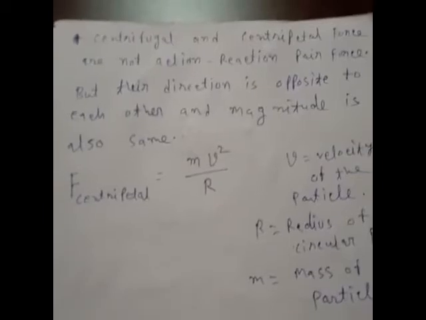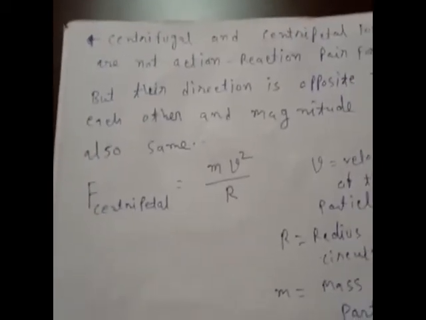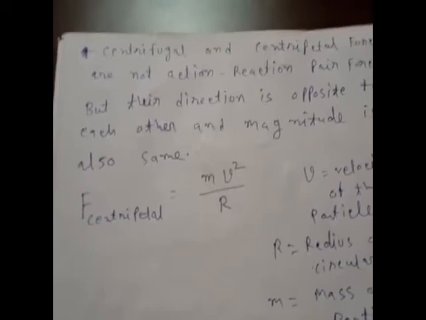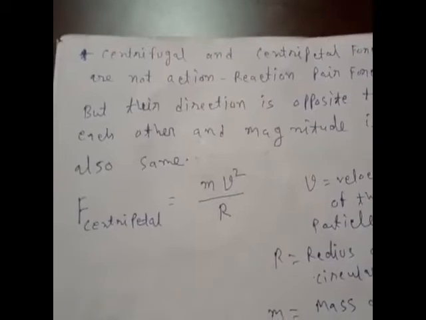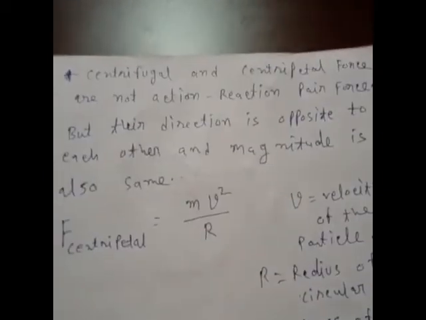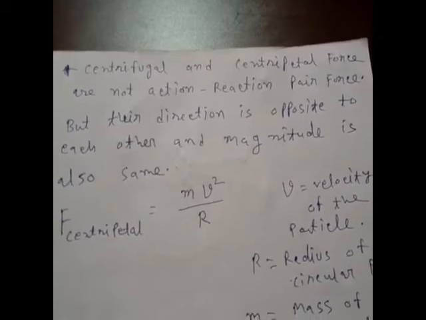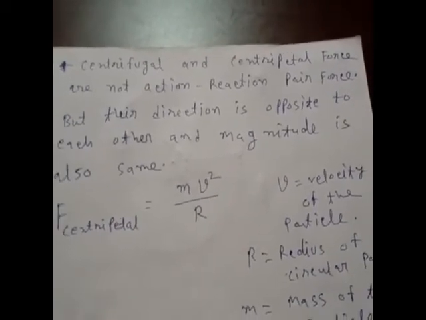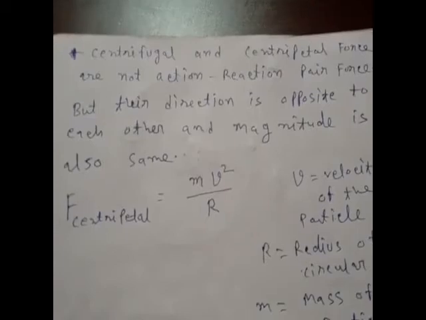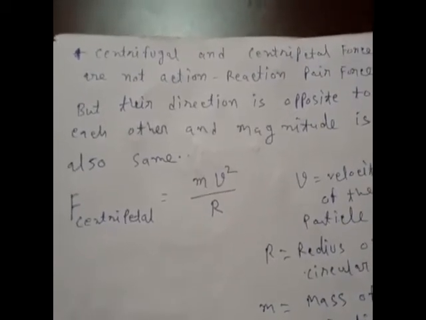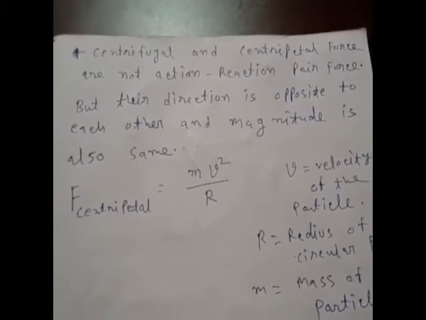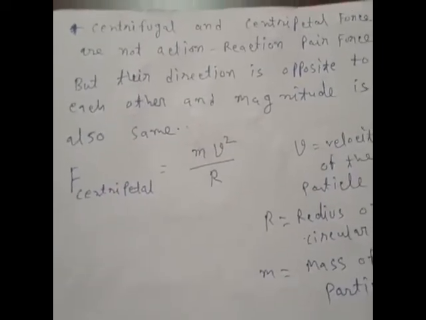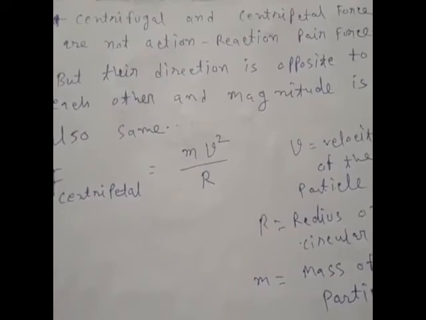Okay, now finally we know that the magnitude of centripetal force and centrifugal force are equal and opposite in direction, but I clearly mention here that those centripetal and centrifugal forces are not an action reaction pair. Why? Because they act on the same particle or same body, but action reaction forces do not act on the same body. Okay, now the magnitude of centripetal force is given by mv square by r.